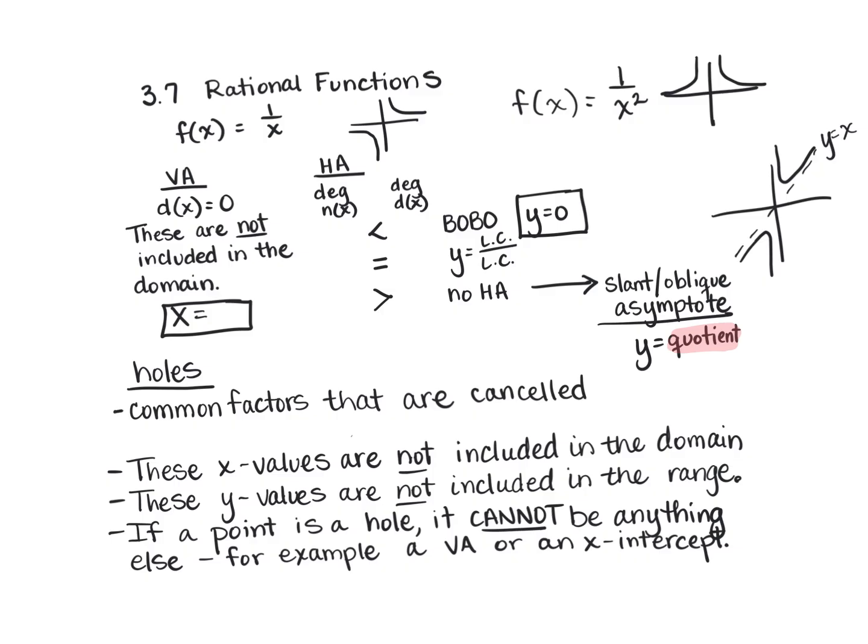If they do ask you what the domain is, then the x value for whatever that hole is cannot be included in the domain. Also, the y value for wherever that hole is cannot be included in the range. And this last key point right here, I'm going to make this into a star. If a point is considered a hole, it cannot be anything else, which means that it can't be a vertical asymptote, it can't be an x-intercept, it can't exist because it is a hole, which means it is not actually on the graph itself. So on this one page, you have a lot of information that we're going to be using as we work through the next few examples.